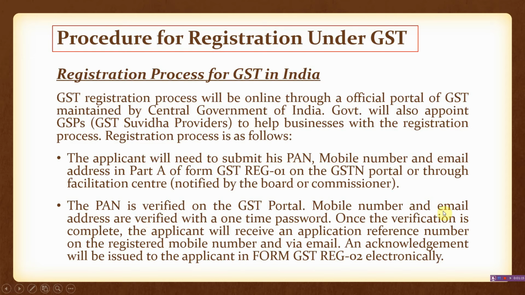Mobile number and email address are verified with a one-time password, that is OTP. Once the verification is complete, the applicant will receive an application reference number. He or she will receive the application reference number on the registered mobile number or by email. An acknowledgement will be issued to the applicant in Form GST Registration 2 electronically. So these are the first two procedures.